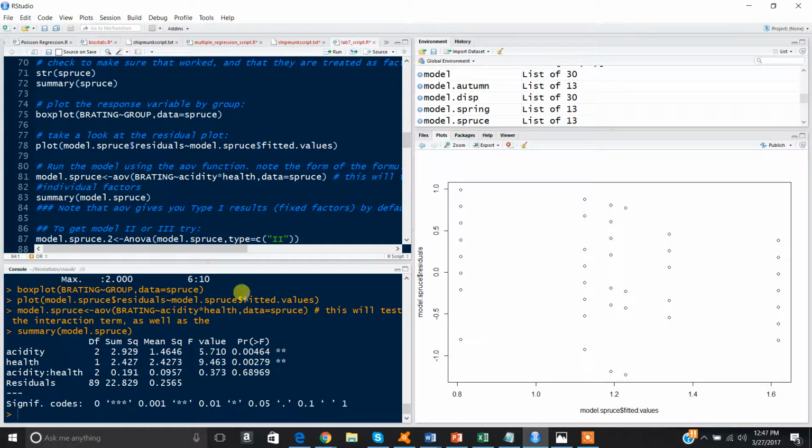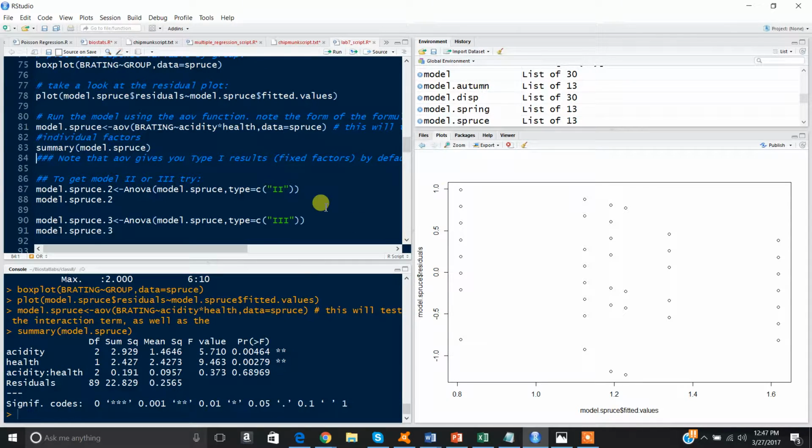Another thing I'd like to draw your attention to is that the aov function by default gives you type 1 results, which are for fixed factors. Now there are going to be some cases where you need a model that gives you type 2 or type 3. You can do that by using this code, where you have the actual Anova function, your model, and then you type out type equals c, and then whatever type you're using.